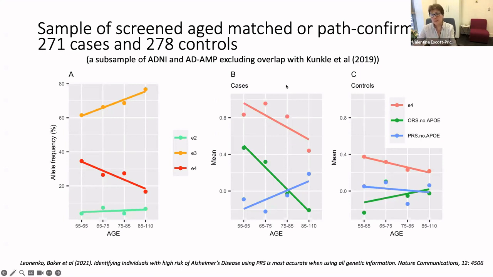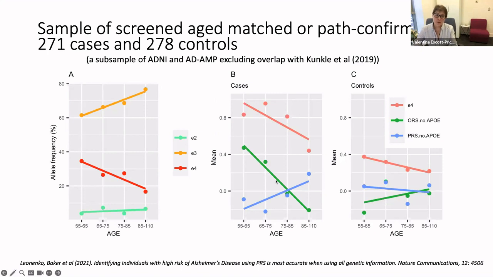Now we split the same sample into cases and controls. ApoE4 allele frequencies were higher in cases than in controls, as we expected. They were going down with age, as in the whole sample, as we expected. They were also going down with age in controls, obviously, because ApoE4 is also associated with other comorbidities, with other old age diseases. And these are our polygenic and oligogenic risk scores.